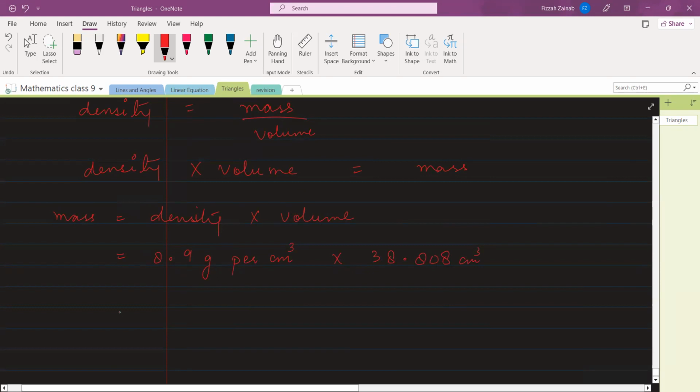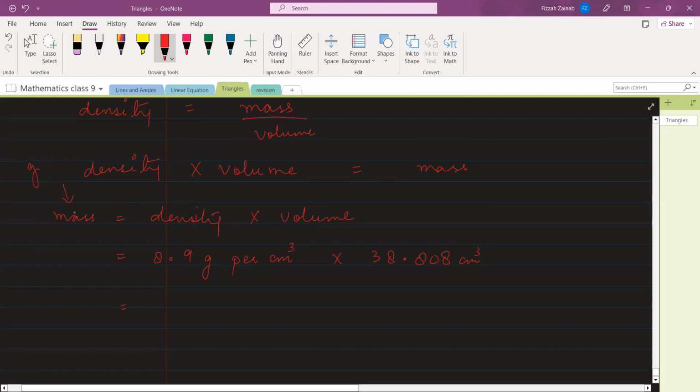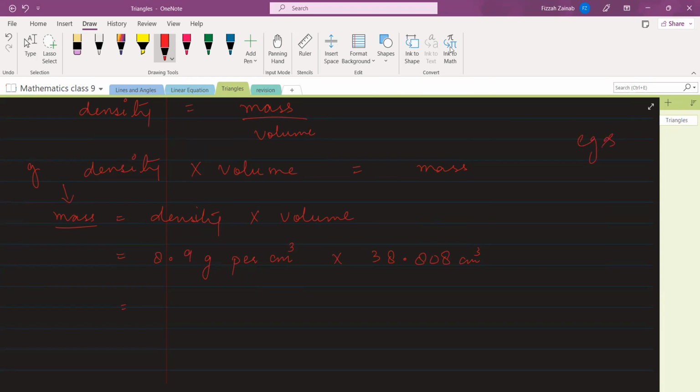Okay. Now, what should be the unit of the answer? Can you tell me? By looking at the formula, what should be the unit? Gram. Yes. See, you are finding mass, isn't it? Mass has to be in grams. Mass is measured in grams because you are using here CGS unit. That means centimeter, gram, second. So you should get gram.